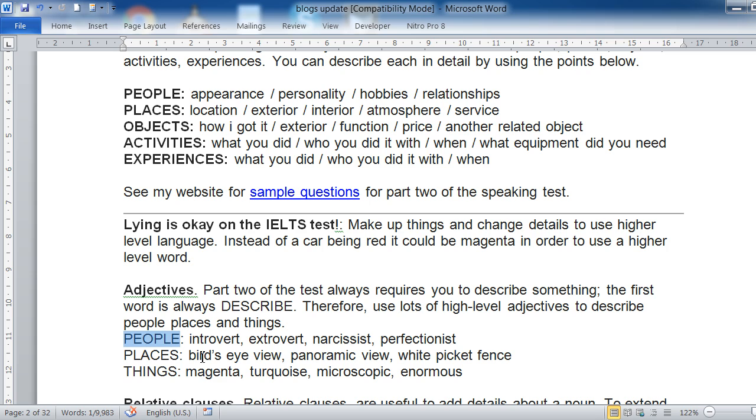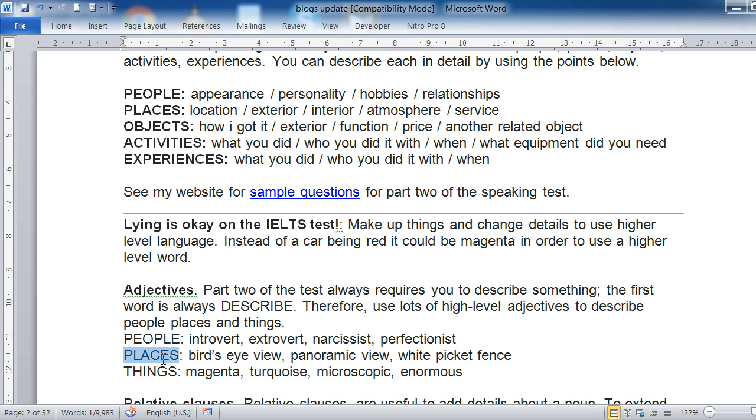People, we can describe them as being introverted or shy. We can talk about them being an extrovert, which means that they're outgoing, that they're extroverted for the adjective form. We could talk about the person being a narcissist, which means the person's very self-centered and self-focused. We could talk about the person being a perfectionist, wanting everything to be just right.